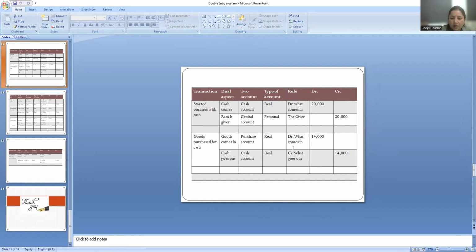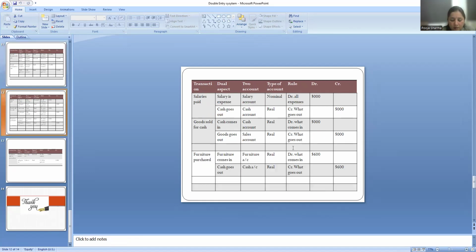Types of accounts: cash comes under the real account, and the capital is credited as per the personal account. So what comes in is debited as per the real account, and who is the giver? The capital will be the giver. Ram is the giver, so we will write the capital. So the transaction will be cash account debit to the capital.